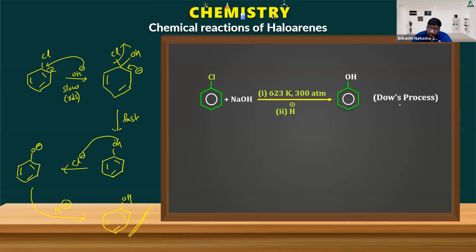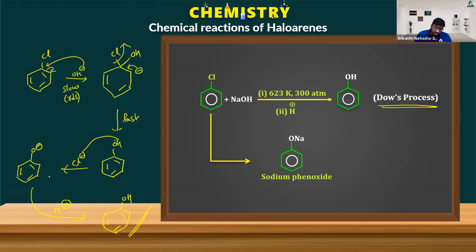This process is nothing but Dow's process. Preparation of phenol from chlorobenzene by treatment with NaOH at high temperature and pressure, followed by acidification, is known as Dow's process. Temperature is 623 Kelvin and pressure is 300 atmosphere. Those conditions you have to remember.